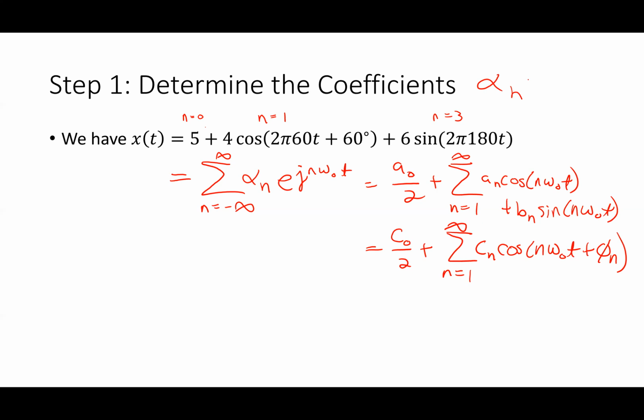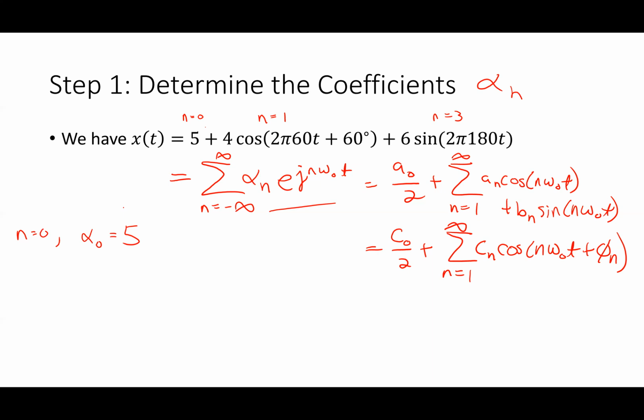So help me out. So we have n equals 0. Looking at this thing, what is my alpha n right here? If I plugged in n equals 0 into this formula, this one here, I would get alpha n times e to the 0. So in other words, alpha 0 is equal to what number? Alpha 0 is equal to 5.